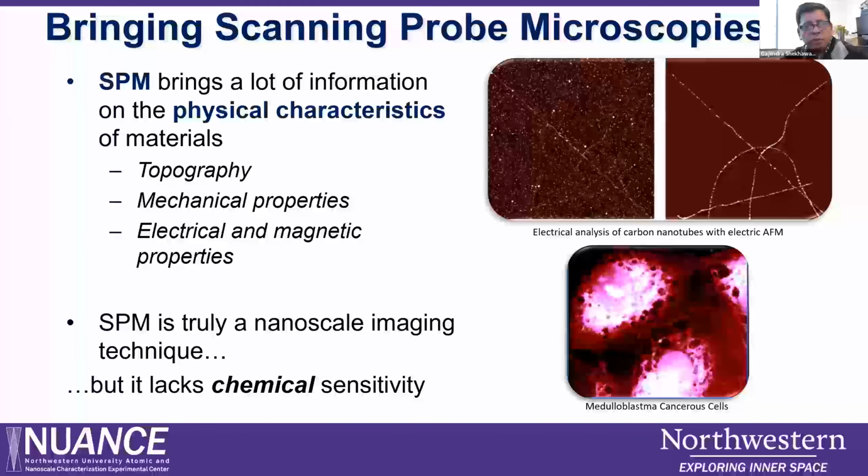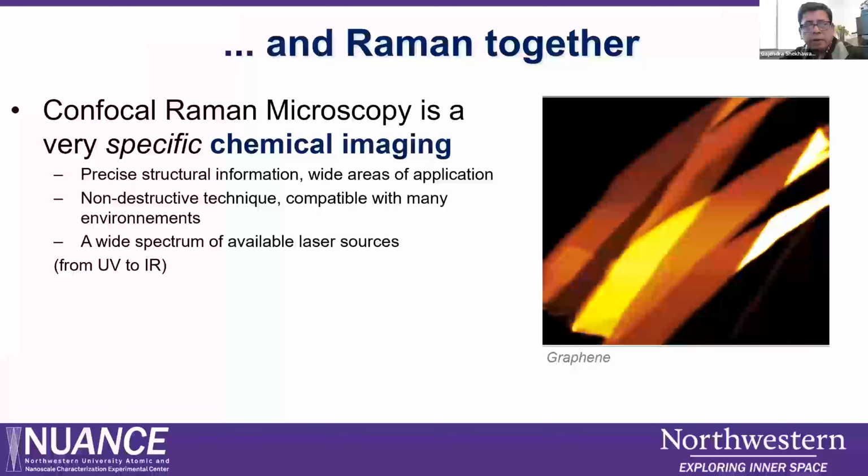So how can we do that? We can do a lot of electrical measurements, but how about the chemical? How can we integrate? Then the idea came that the scanning probe microscope can be integrated with Raman, and that's the system we have. It's a very specific chemical imaging system with precise structural information, a wide range of applications, and obviously it's a non-destructive technique. We have a wide range of laser sources. Currently we have 4 laser sources: 532, 473, 785, and 633 nanometer lasers.